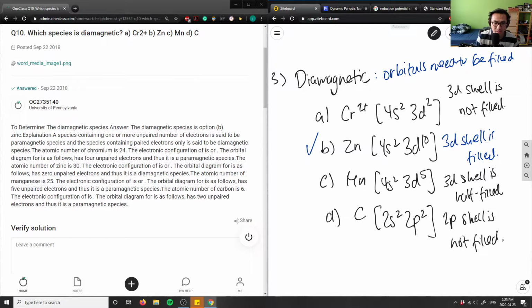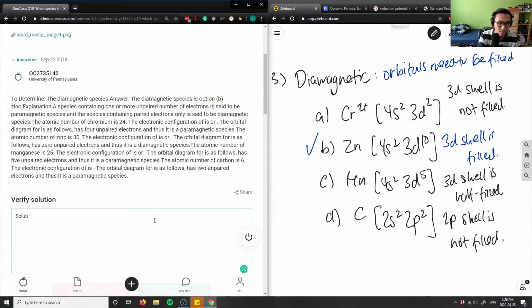So in this case, the solution is correct. However, they are missing the electron configuration of the elements here. So let me write this down. This is Cr2+.